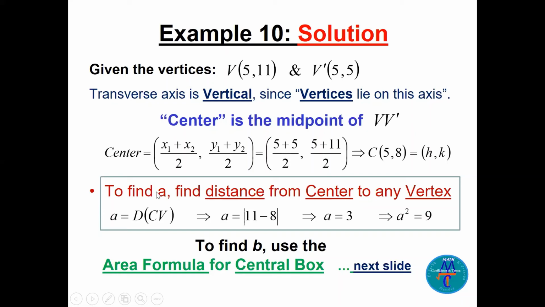Now to find A, find the distance from the center to any vertex. So the distance will be 11 minus 8. So A will be 3, A squared will be 9.